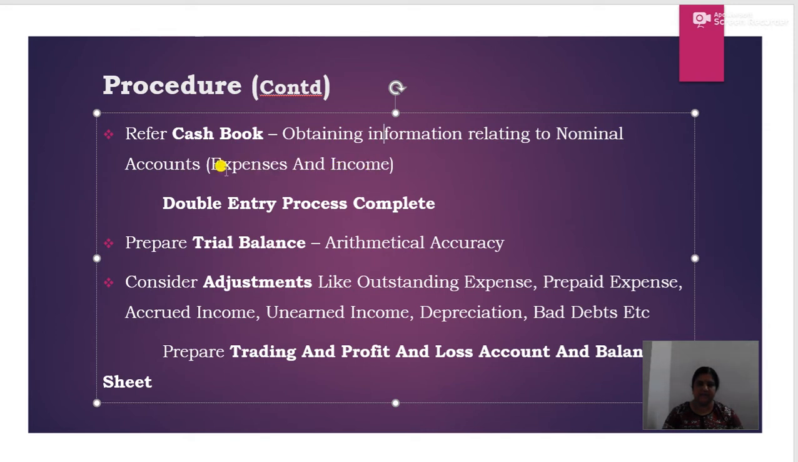So the information relating to the items relating to expenses and income can be ascertained by referring to cash book. Now the double entry process is complete. So opening capital you got, then what are the other things?